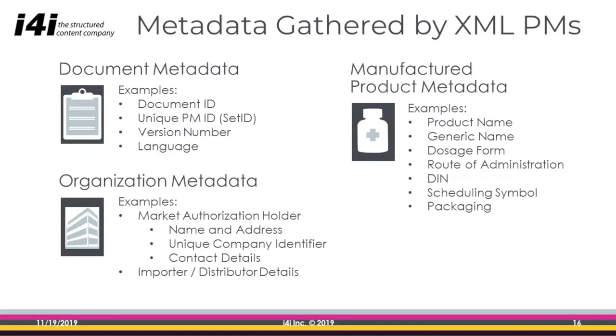The organization metadata, as the name suggests, stores data such as market authorization holders' contact information, a unique identifier for the company, and optional importer and distributor details. The manufactured product metadata holds data about the product itself, such as its physical and medicinal characteristics.